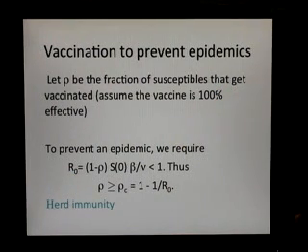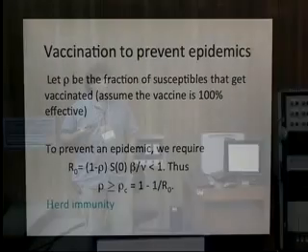So R naught is equal to, well, we have a new S naught, right? Because 1 minus rho of the S naught are no longer susceptible. So the new number of susceptibles is S naught times 1 minus rho. And then we have the same beta and the same nu, and we want that to be less than 1. And then we solve for rho. And what you see is that rho has to be bigger than 1 minus 1 over R naught. So this little calculation shows that if you vaccinate 1 minus 1 over R naught of the population, you'll prevent an epidemic. You'll have R naught less than 1.